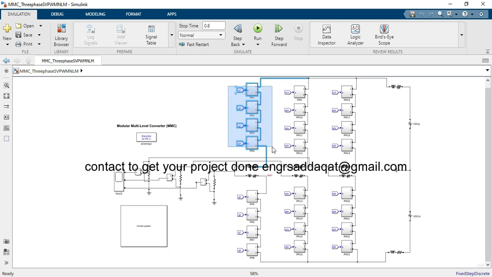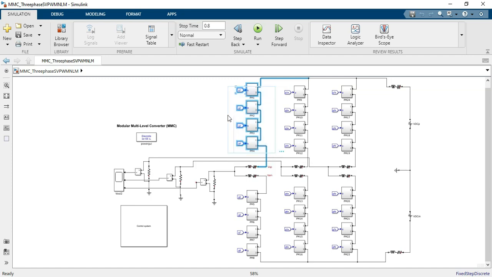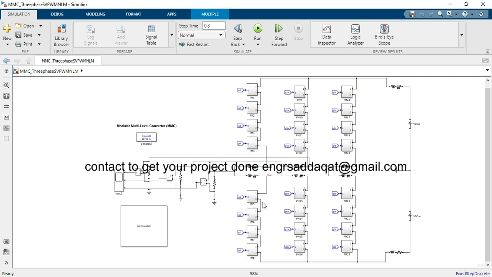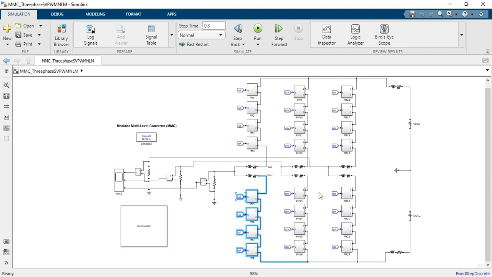This is the three-phase modular multi-level converter, and each phase has four submodules in the upper arm as well as in the lower arm.